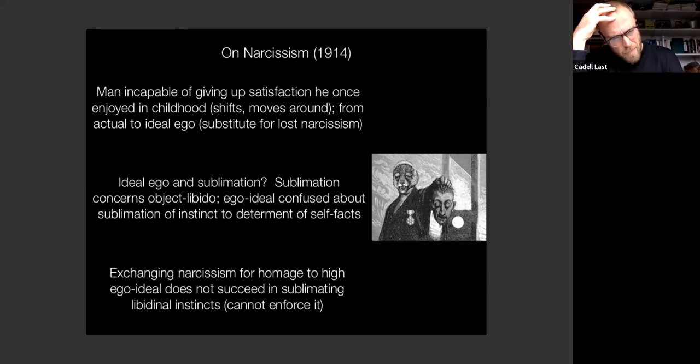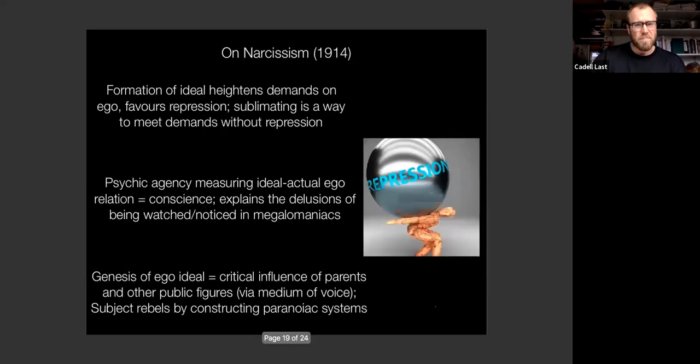So basically, exchanging narcissism for homage to an ego ideal does not succeed in sublimating the libidinal instincts, because the ego is basically impotent. It cannot, through its own imaging, overcome the libidinal instincts. It does not accept itself. In some sense, the person of the ego ideal hates themselves and is torturing themselves in many cases, and is probably massively embarrassed about themselves. The formation of an ideal heightens demands on the ego, and of course they're going to fail those demands. The repressed subject will likely confront some catastrophe.